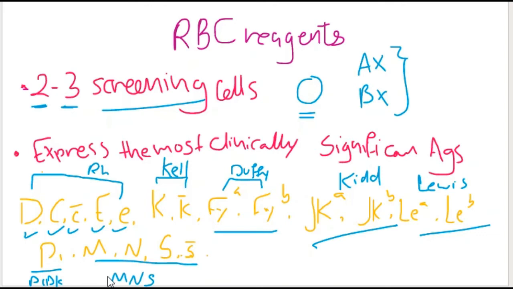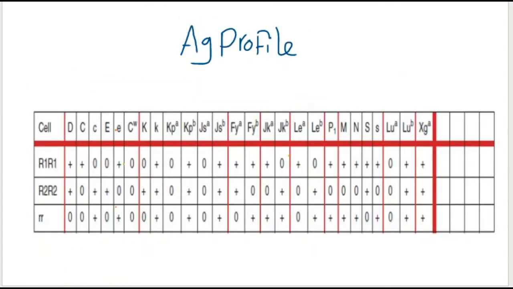So all of these antigens have to be expressed on these 2 or 3 screening cells. They have to be expressed homozygotally between them, and we will explain what I mean by homozygotally between them now. So before that, let's see the antigen profile or the antigram.